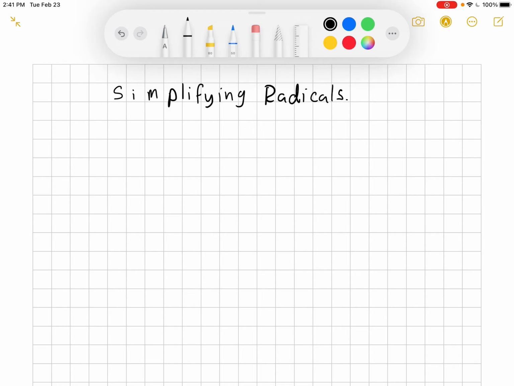Today we're talking about simplifying radicals. Now, radicals is just another way of saying what we use as a square root. I prefer the word radicals because radicals include cube roots and quartic roots and other bigger roots that we haven't talked about yet, but it encompasses all of those words. So I just kind of prefer that one. But you'll recall that a square root is the opposite of squaring a number, an exponent.